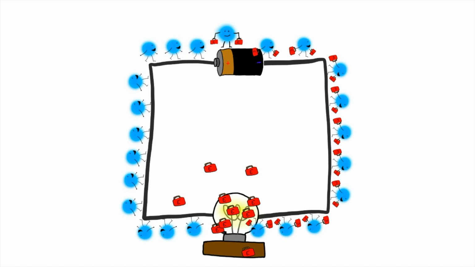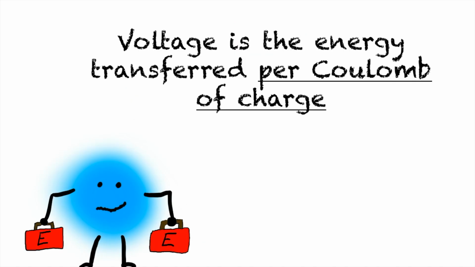When we use the word voltage, we are referring to the amount of energy that is transferred per coulomb of charge. So, for our analogy, it's the amount of energy that our bucket of energy-carrying electrons are giving to components like light bulbs or receiving by components like batteries.